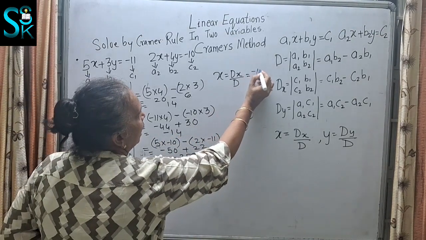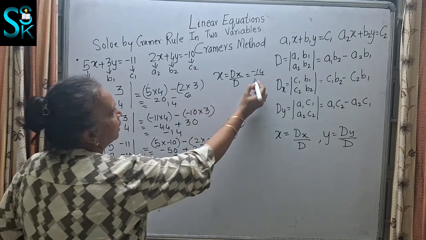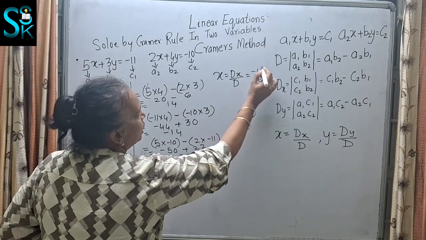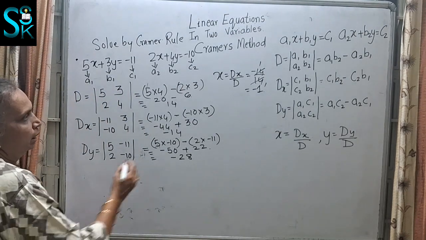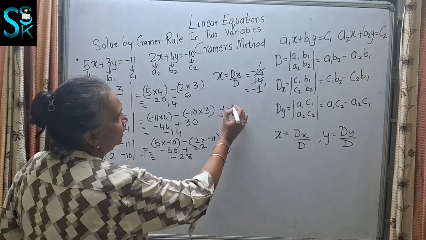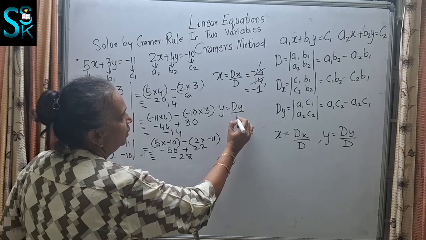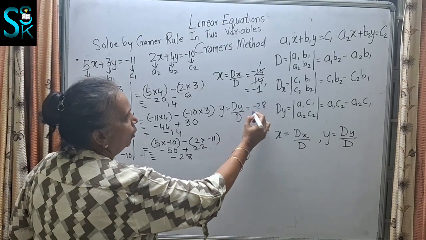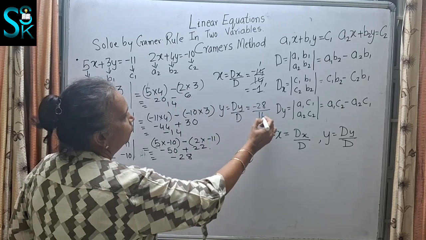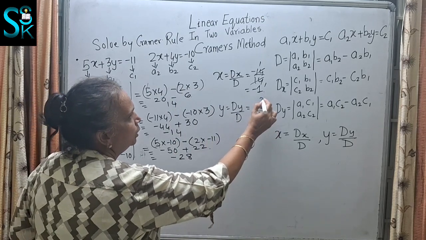Minus 14. And what did I get? D, 14. So 14 ones are 14. So I got the answer as minus 1. Okay. Now I want to find out y. y is nothing but dy upon d. That is nothing but minus 28 upon this 4. 14 ones are 14, 14 twos are 28.